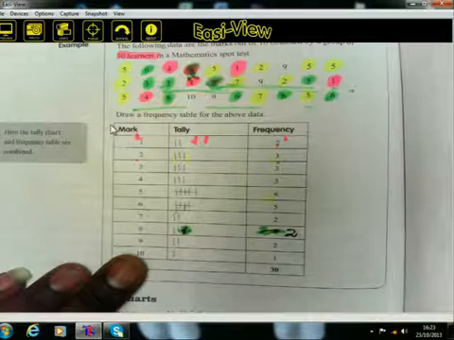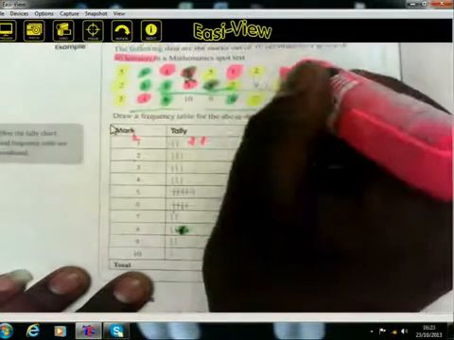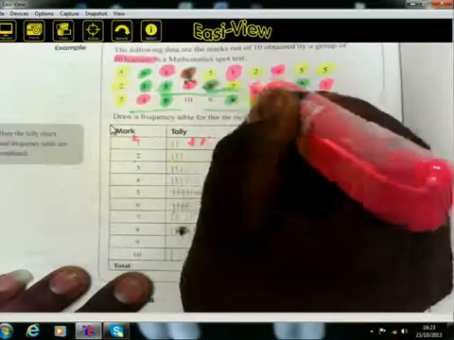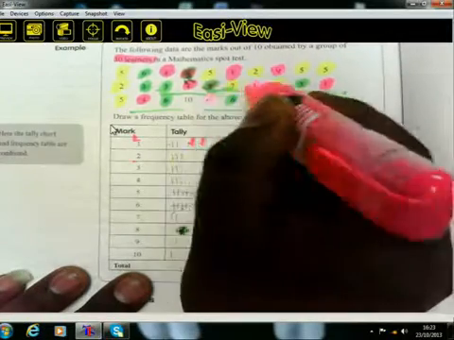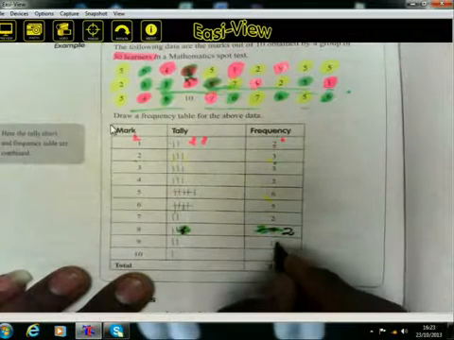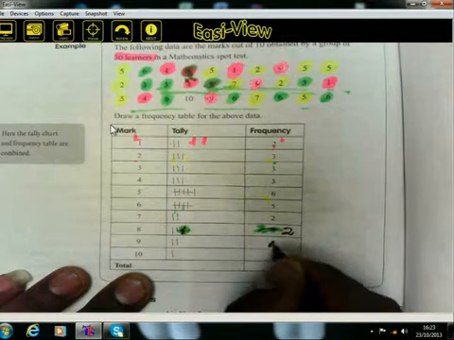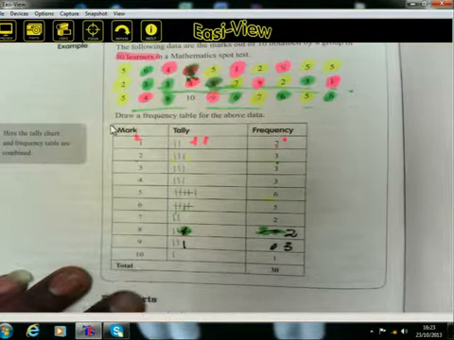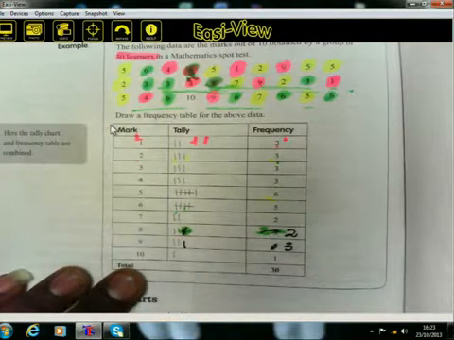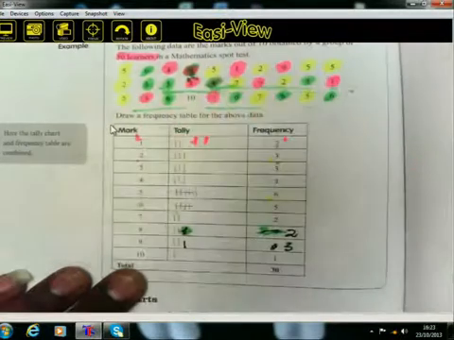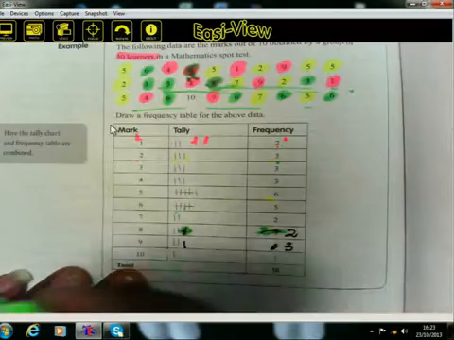Now we go to 9. How many 9s are we having? First row it's 1. Second row 2. Third row is 3. We are having 1 from each row. That means we are having 3 9s. 10s, it's obvious. We only have 1 10.